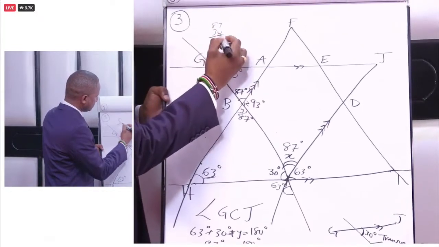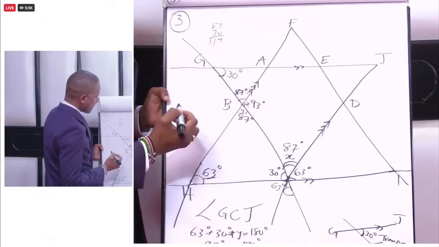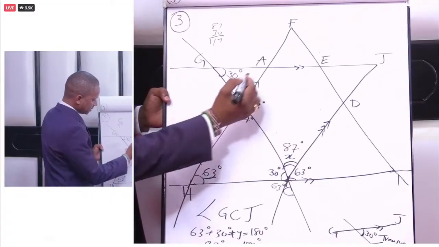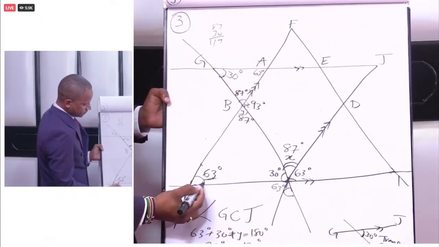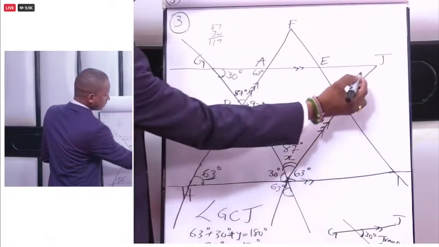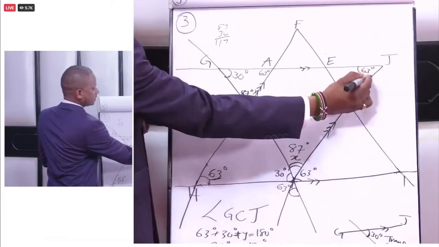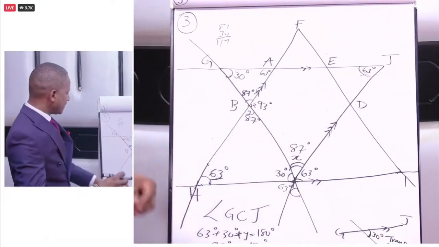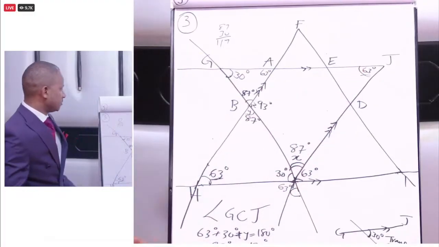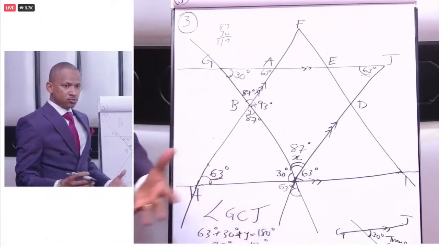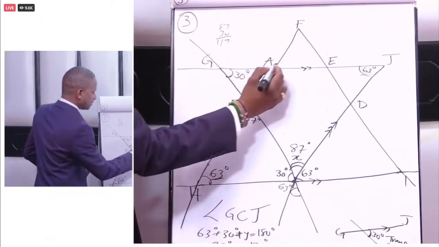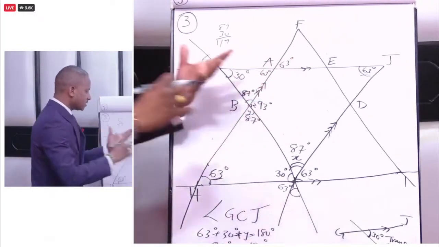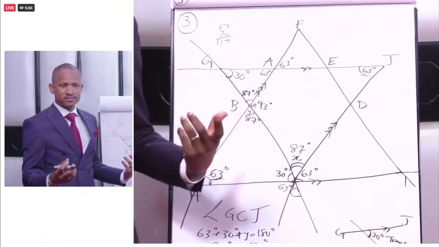87 plus 30, which is 117. So this angle is 63 degrees. Why? It is also alternate to this. Then if this is 63, this angle is also 63 degrees. So that is how you fill these angles. This is alternate to this. So it's very easy for you to get these angles. And if this is 63, this is also 63. That is how you play around with it.